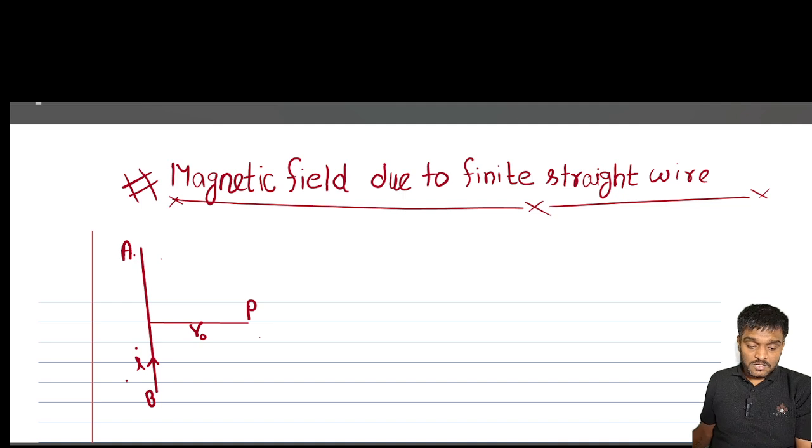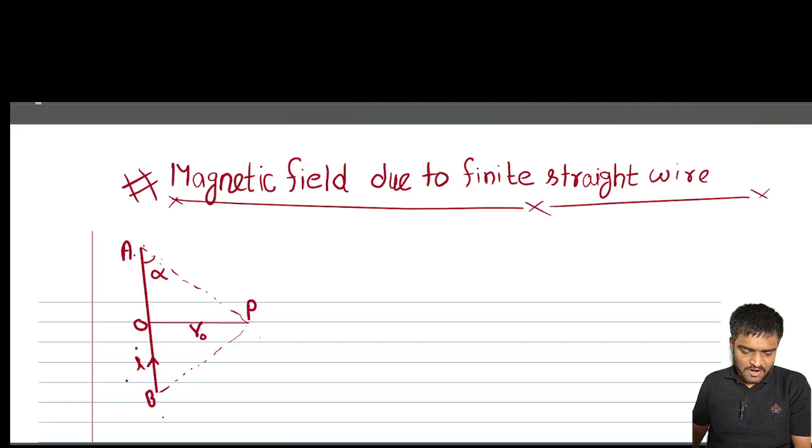Now, because this wire is finite, we can either choose a length from O to A and O to B, or I will give you the angle. Angle means this angle. Both ends subtend angles at P, and this is alpha, and this is beta.